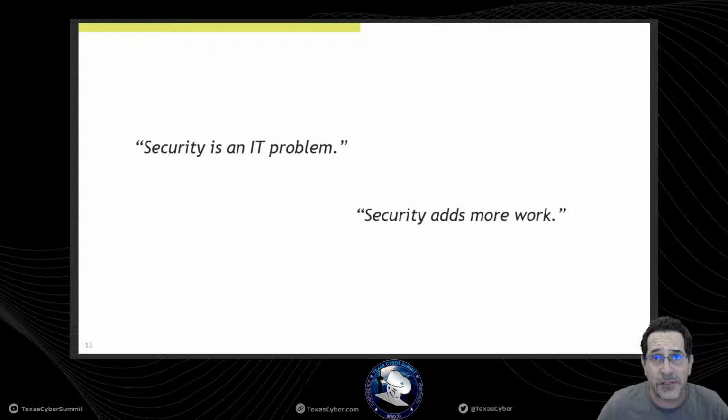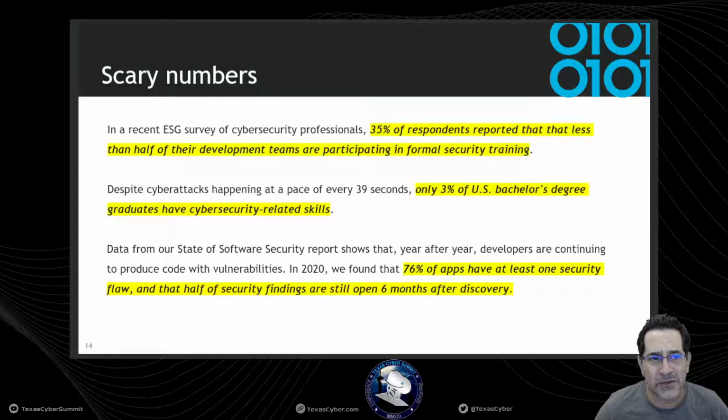And so security to them adds friction to the way that their workflow happens, and it's hard. It's hard. And if you think about this, these are some scary numbers. In a recent ESG survey of cybersecurity professionals, 35% of respondents reported that less than half of the development teams are participating in formal security training.